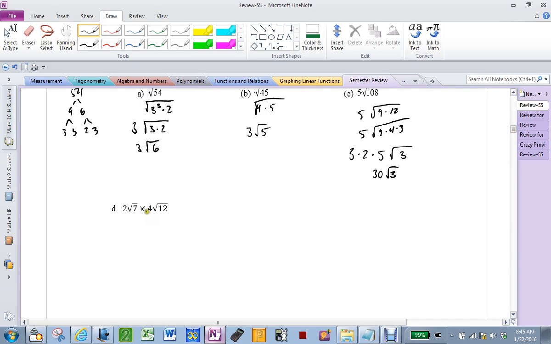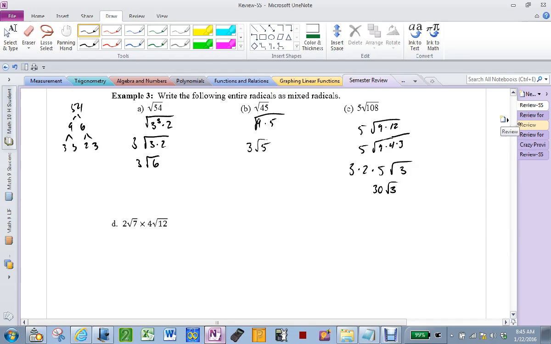This one. Multiply. Now, again, some people say, I don't know how to multiply these. Yes, you do. You absolutely do. If this was 2x times 4x, what would you have? 8x squared. 2 times 4 is 8, and you would do x times x to get x squared. Well, here you're going to do 7 times 12 to get 84. And then you would simplify.